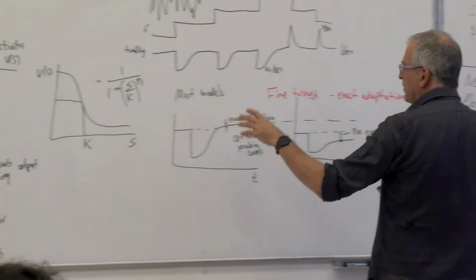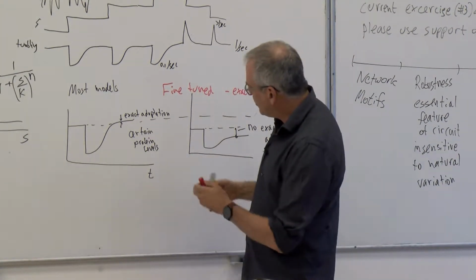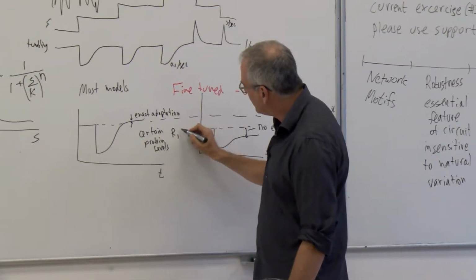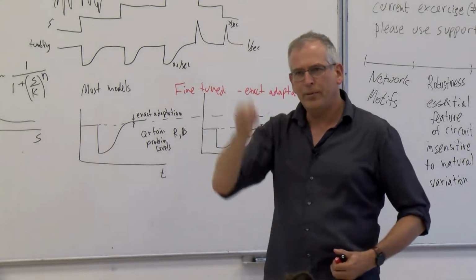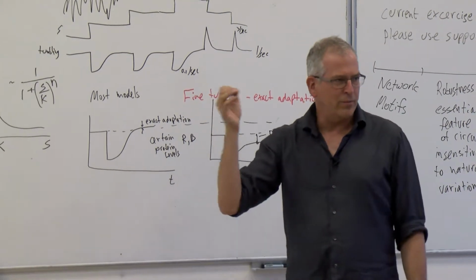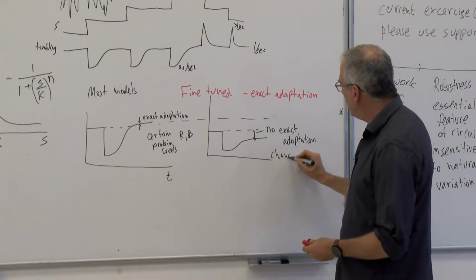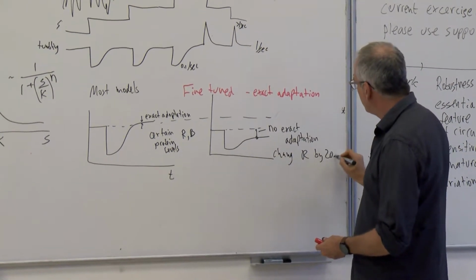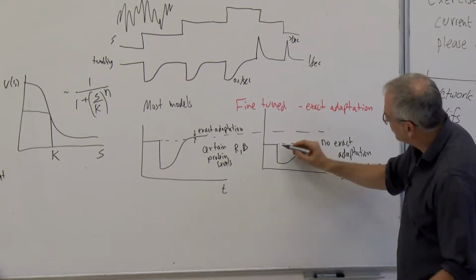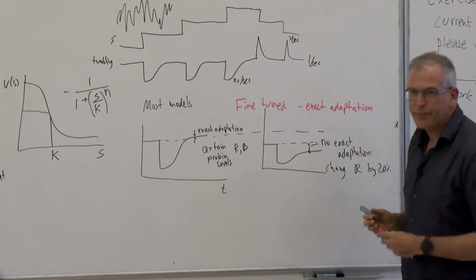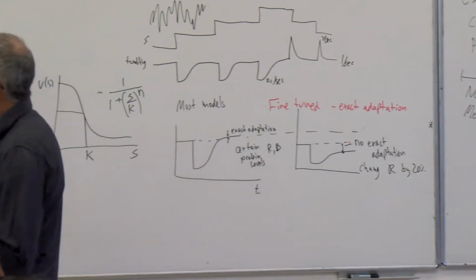So if you try to model this, you typically can get exact adaptation, but you have to tune exactly how much R and B there is, exactly so that the drop in activity is exactly compensated by the rise in methylation. And then if you change R, let's say, by 20%, only a 20% change in one of these proteins, you lose exact adaptation. You don't go back to baseline. And this is typical for almost all circuits you can write down.